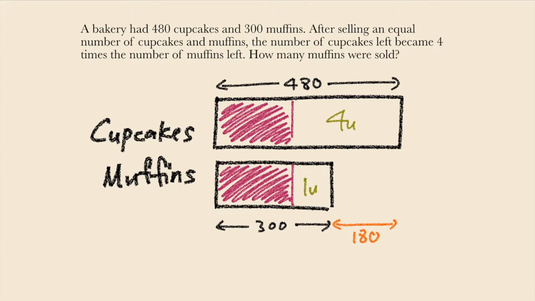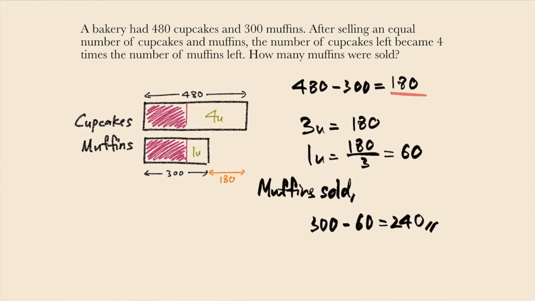Okay, before that, we know the difference is 480 minus 300. And that actually shows the difference of 3 units here. So 3 units will represent 180. So form an equation, 3 units is 180, 1 unit is 60.